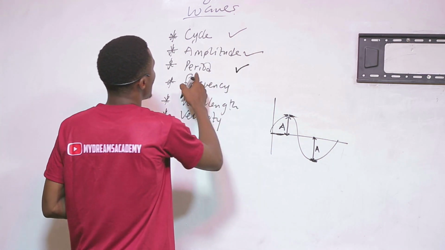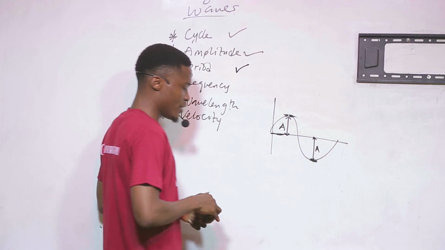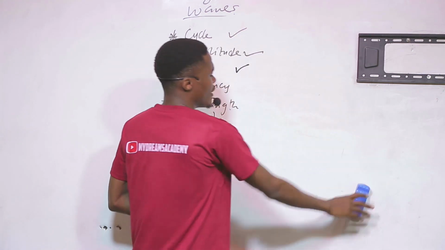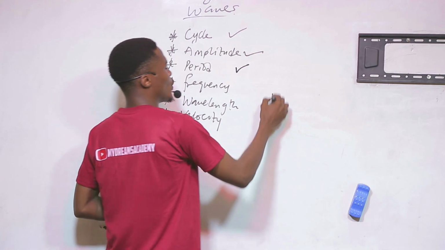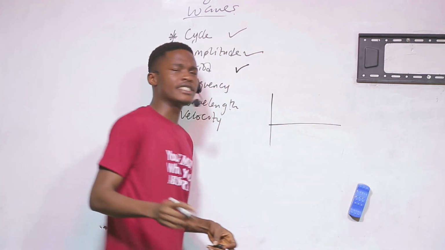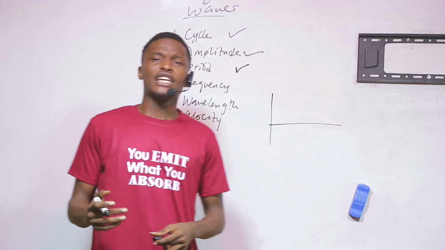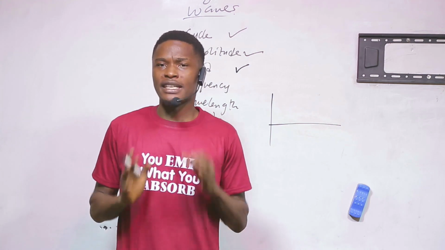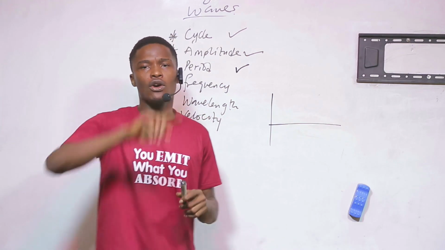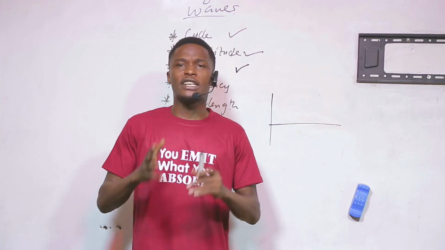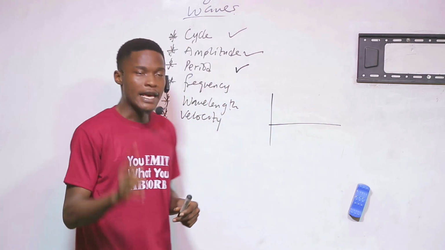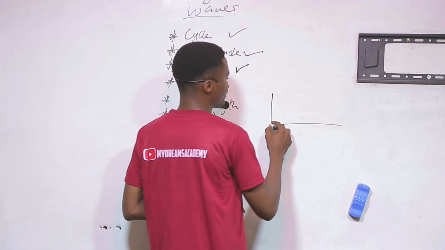Now the next one we'll talk about is period. What is period? When we say period of a wave, it simply means the time it takes for a wave to complete one cycle. Remember what a cycle is. A cycle is one up and one down movement. So the time it takes that wave to do one cycle is what we call the period of the wave. So what does that mean?